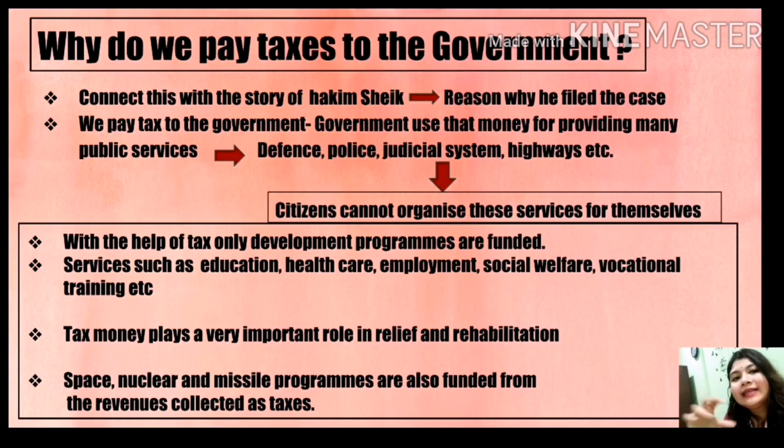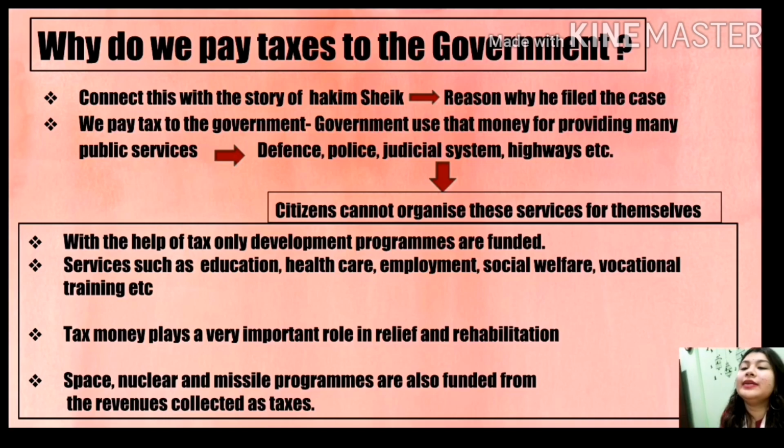Now we will find the answer, and we will also know why Hakim Sheikh had filed a case against his whole situation in the court. So first, you have just revised everything. Now you are clear with the story of Hakim Sheikh.